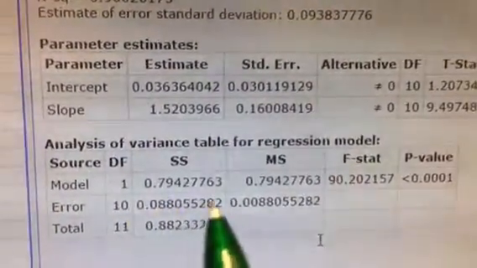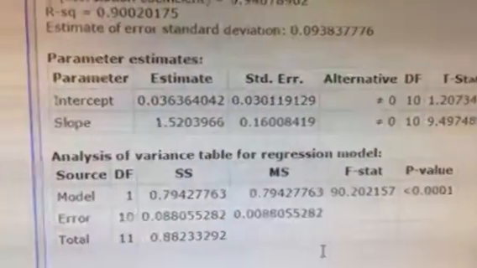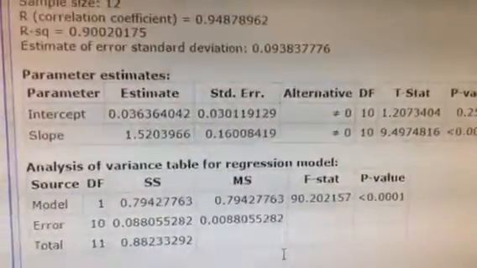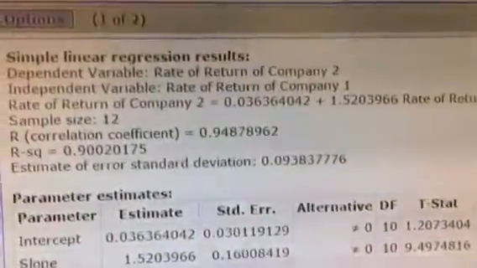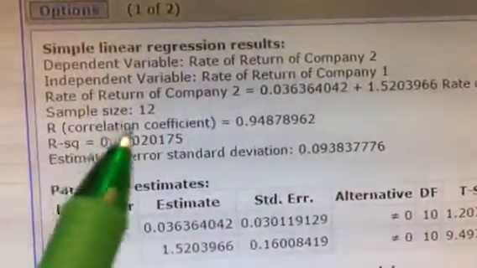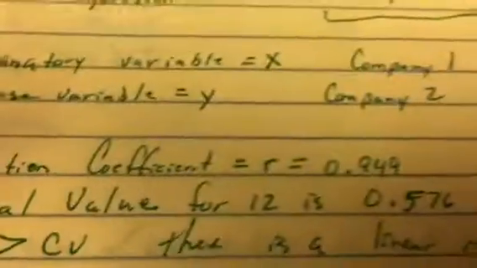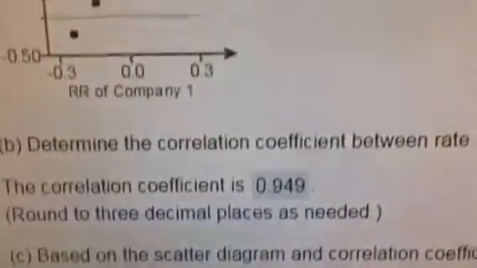That's the sum of the squares residual. I remember there's some questions about that, so if you need that later. But anyway, this one's asking you to find your correlation coefficient. So we will type this in. Notice my correlation coefficient is 0.949, and that's what I'm typing in this box.